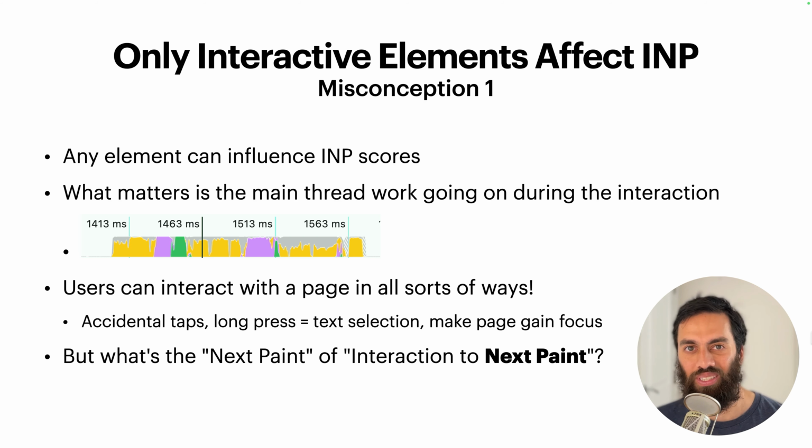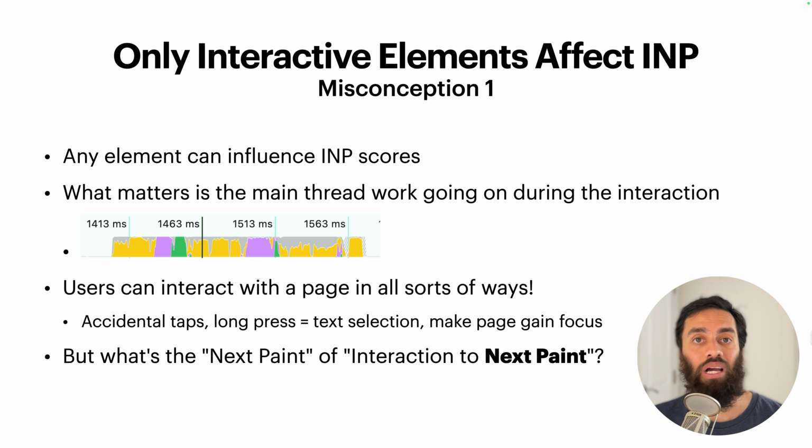Then you might be wondering, why on earth is a user interacting with a paragraph element? And I was kind of having a similar sentiment before I really understood how this stuff works. You can accidentally tap on a paragraph element. You can accidentally tap on a body, maybe when scrolling the page, for example. You can form a text selection by pressing and holding. You can make a page gain focus by clicking on a random part of the page.